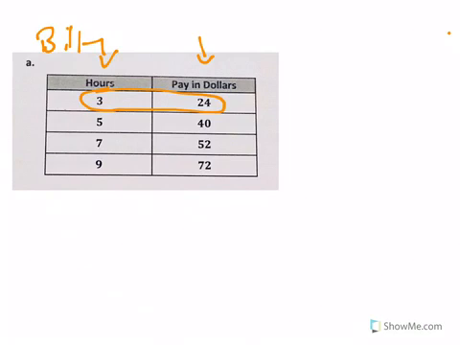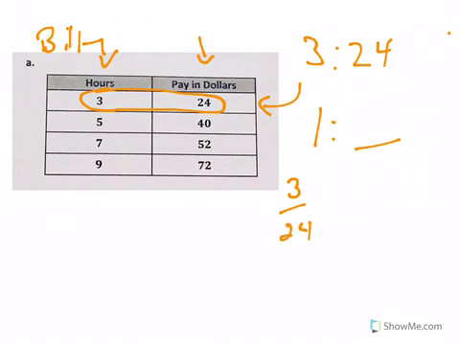We want to find the ratio. What is the original ratio used to make this table? 3 to 24 is the ratio here, but what would it be if we wanted to say 1 to blank, right? Well, we can take that 3 to 24 and make it a fraction, 3/24. And then we want to find out what would it be if the numerator instead of 3 was 1.